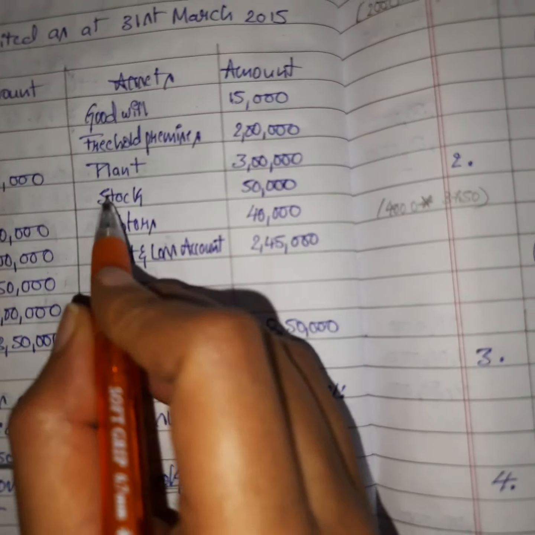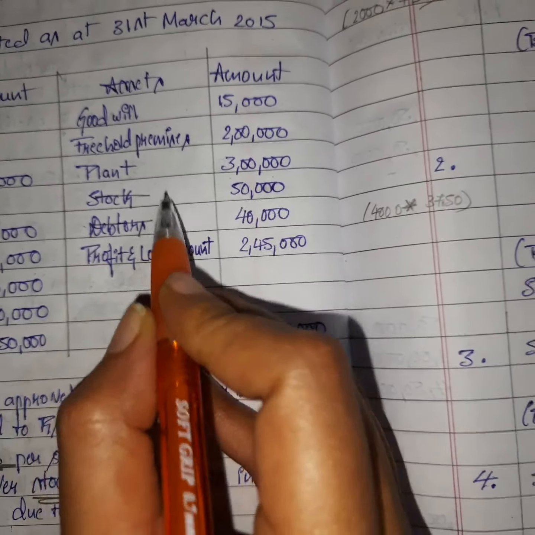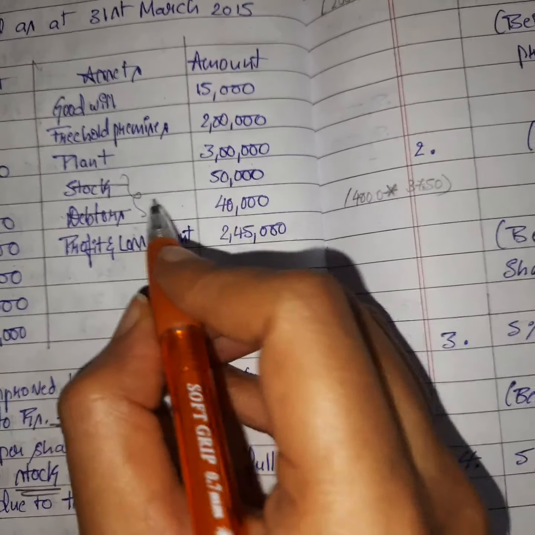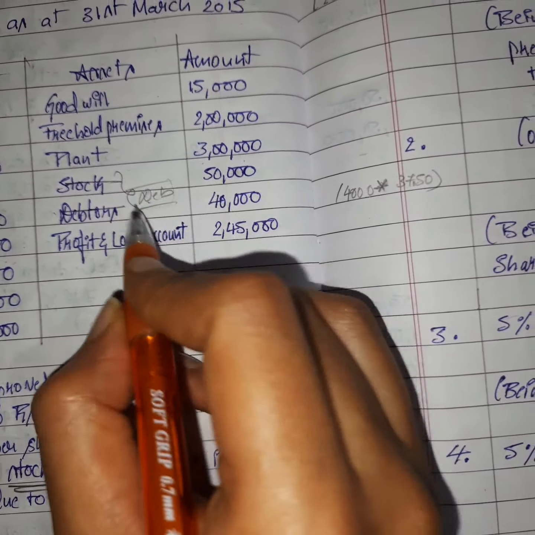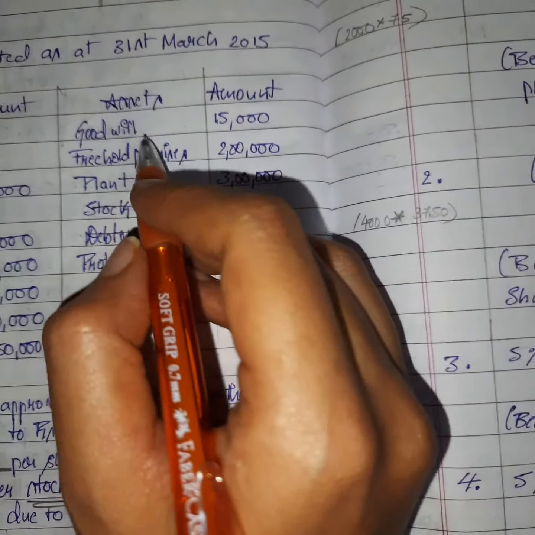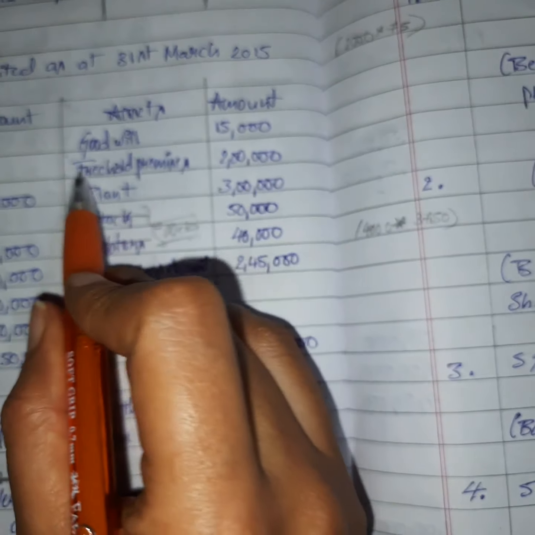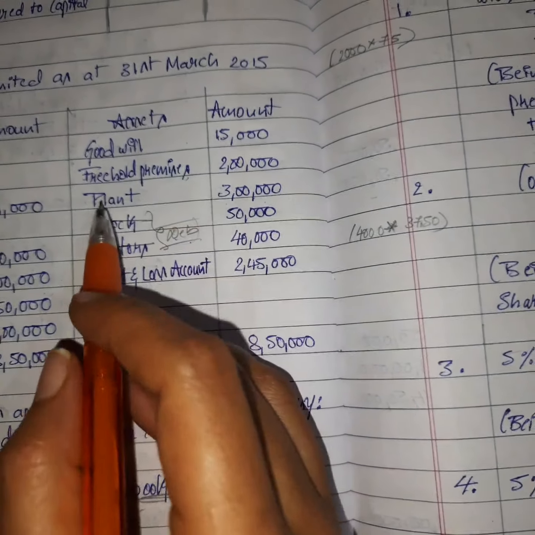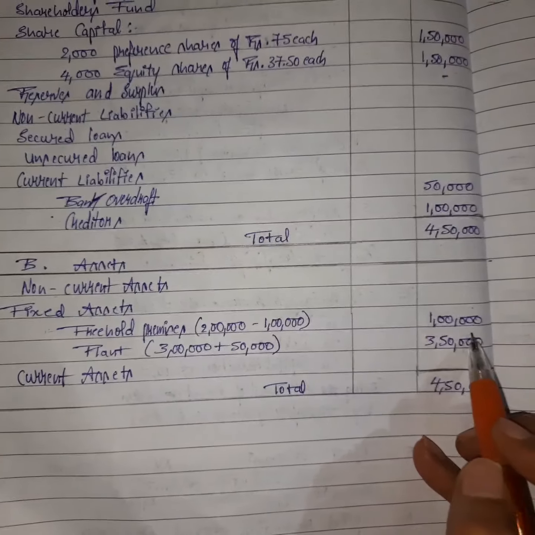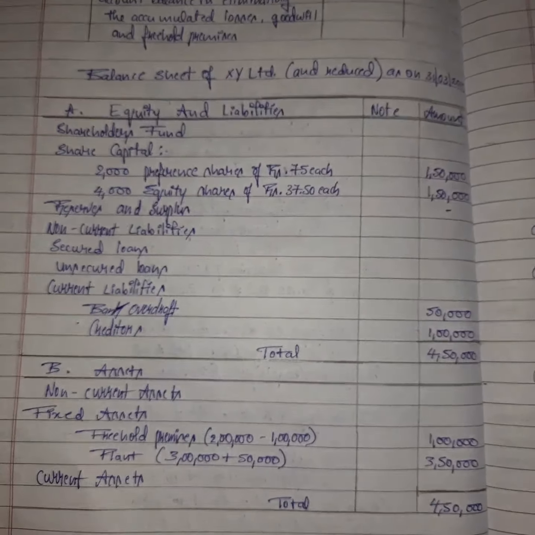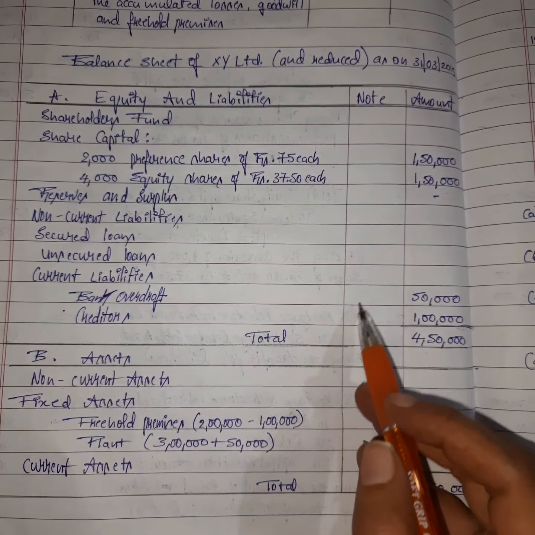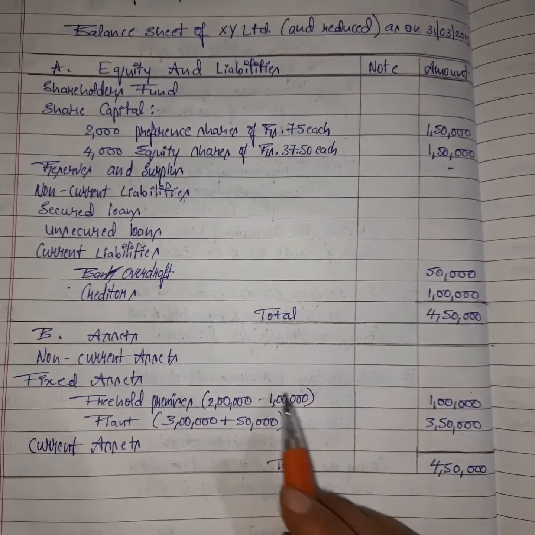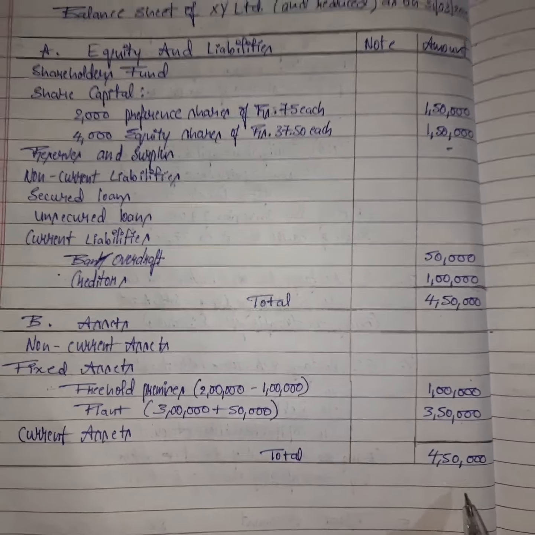As for the stock and debtors, these have been taken by the debenture holders, so you will not be mentioning them. The goodwill has been eliminated. Only the freehold premises and plant remain, so these two you have taken here. So the total on the equity and liabilities side is 4,50,000. Coming to the asset side, 4,50,000.